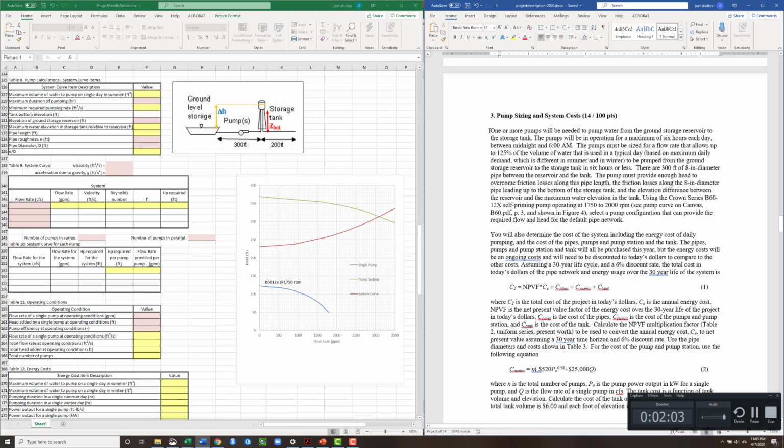So take a minute to read this material. This kind of sets the project up. There's so many feet of such a diameter pipe leading up to the pump right over here, and then so much pipe leading up to the tank itself. So that's the system that we are designing under.